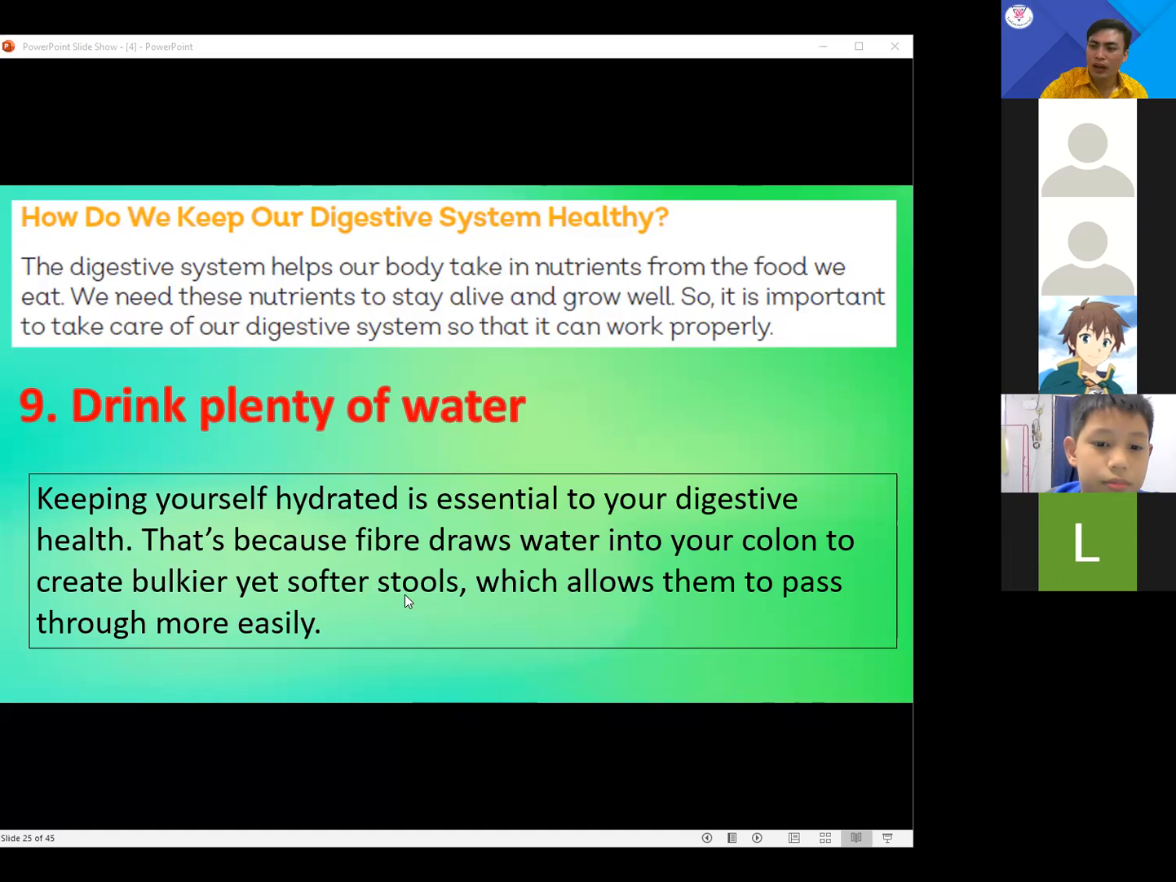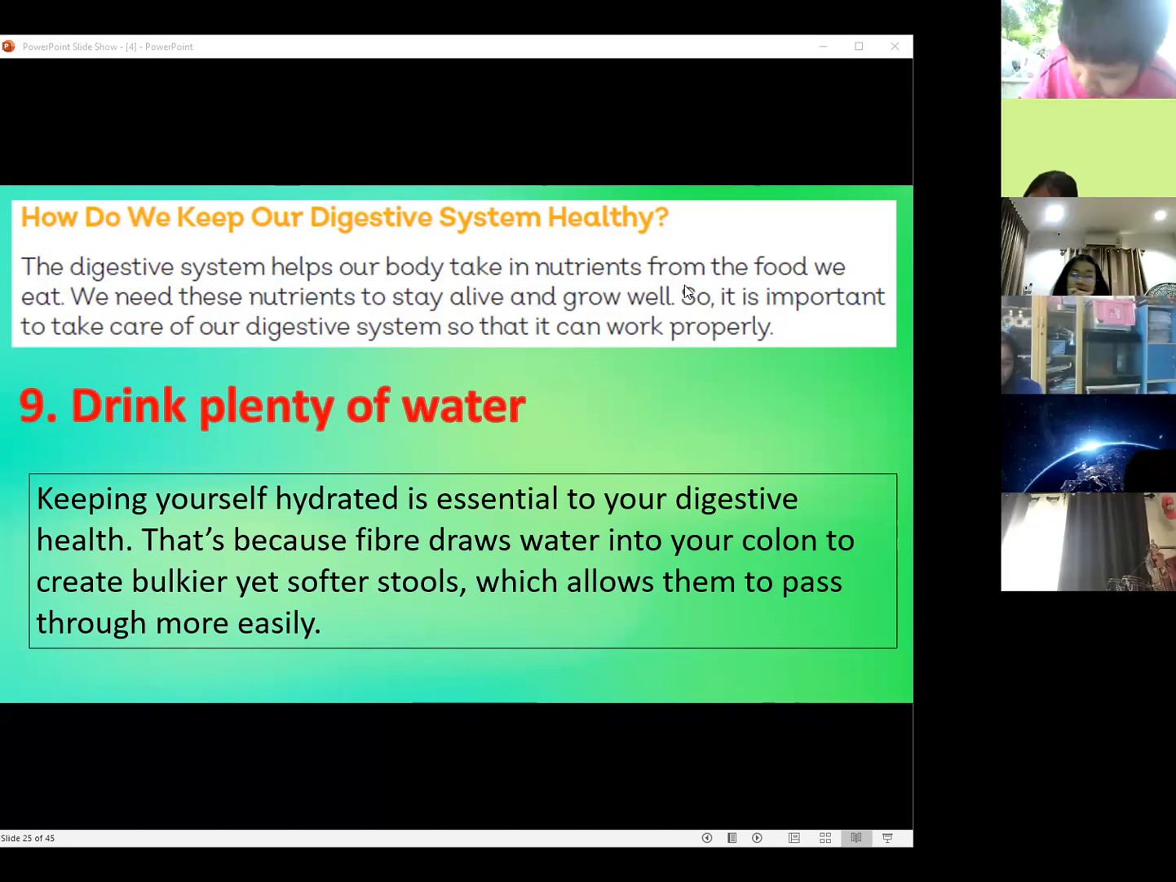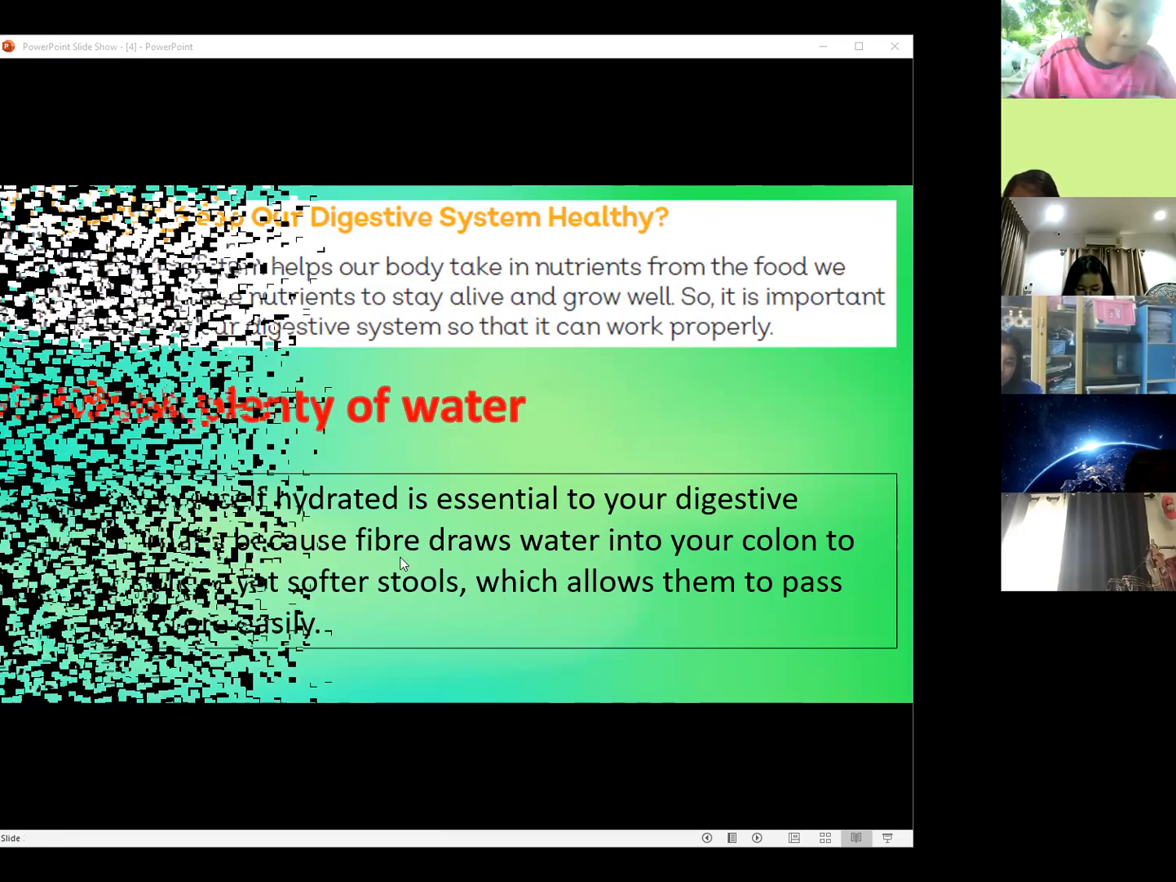Who wants their poop to become as hard as a rock? Do you want your poop to become very, very hard? Okay, so it's not good. So that's why we need to drink plenty of water and eat foods that are rich in fiber. Okay? It will make the food, or the poop, pass through more easily.